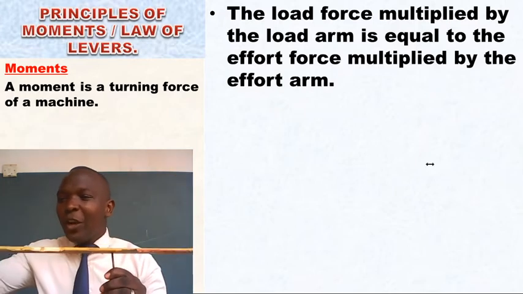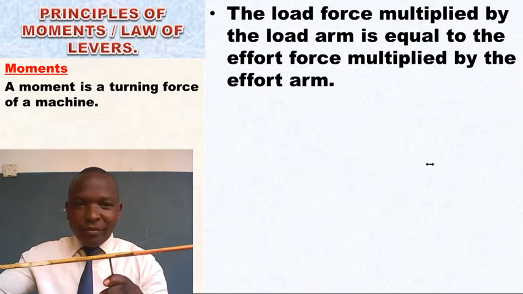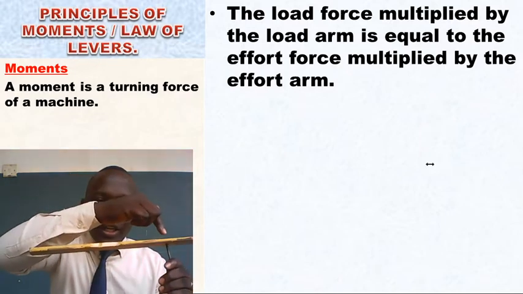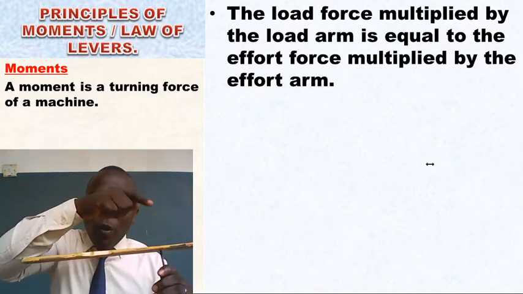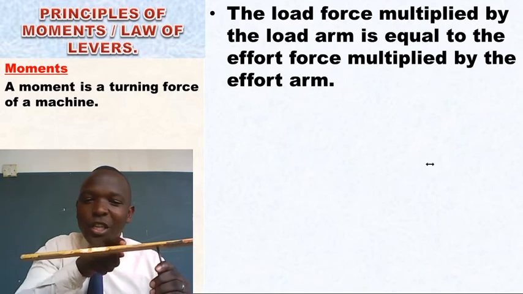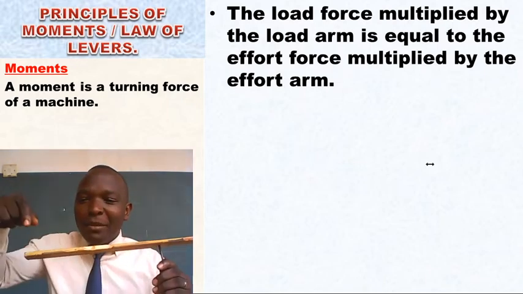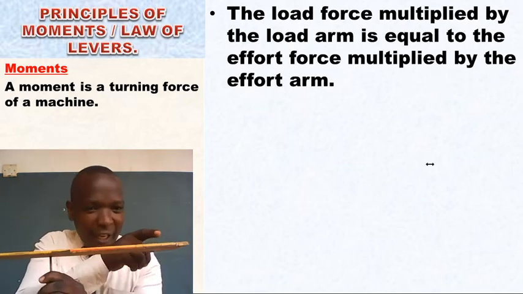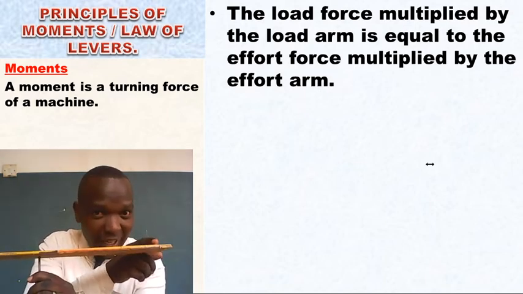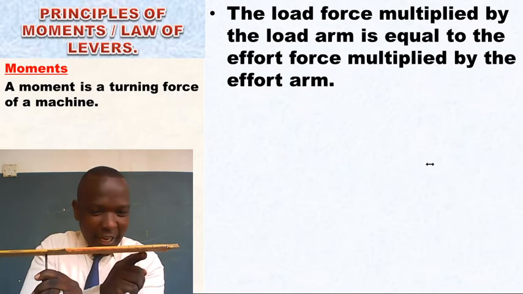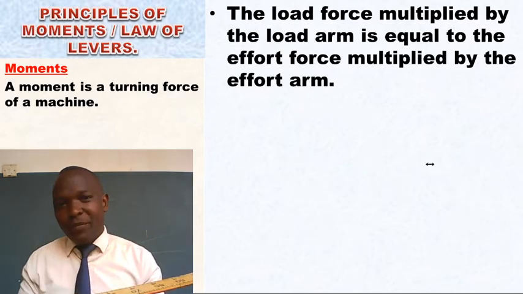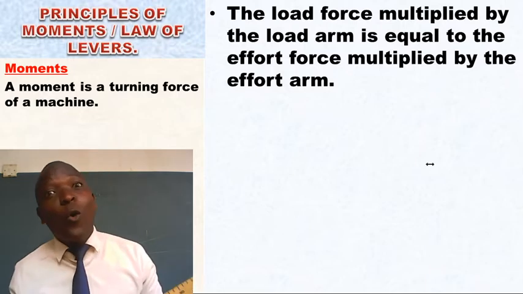If this is the load here, and there is a distance between the load and the pivot, when I take this distance, which I am calling the load arm, times the load, it must always be equal to the effort, which is here, times the effort distance, which is the distance between the effort and the pivot. That is what is there as a law.